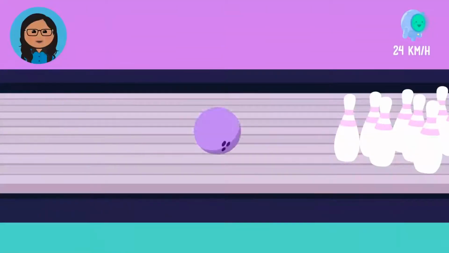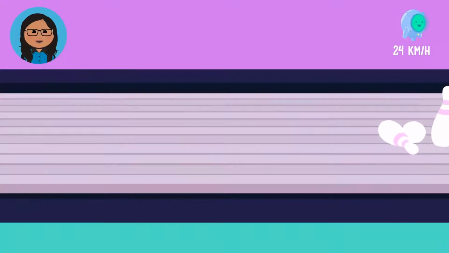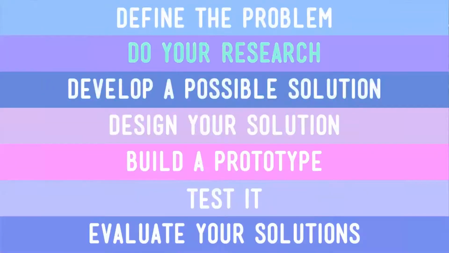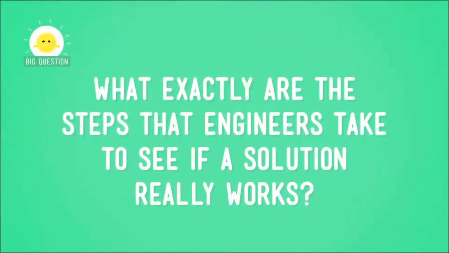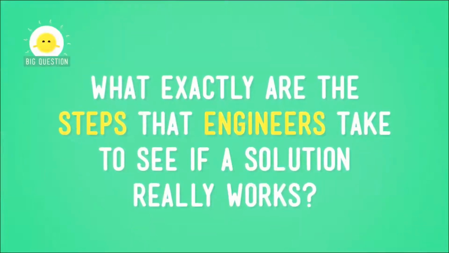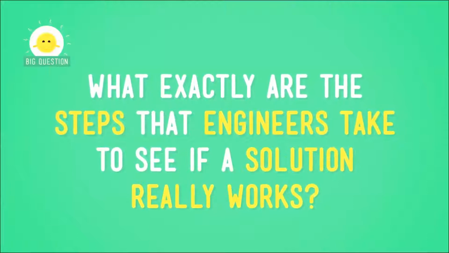Anyway, it's finally time to test out the solution to our problem of how to get a strike at our neighborhood bowling alley. We know that engineers solve problems, and that part of the process engineers use to solve problems involves deciding on and then testing a solution. So what exactly are the steps that engineers take to see if a solution really works?